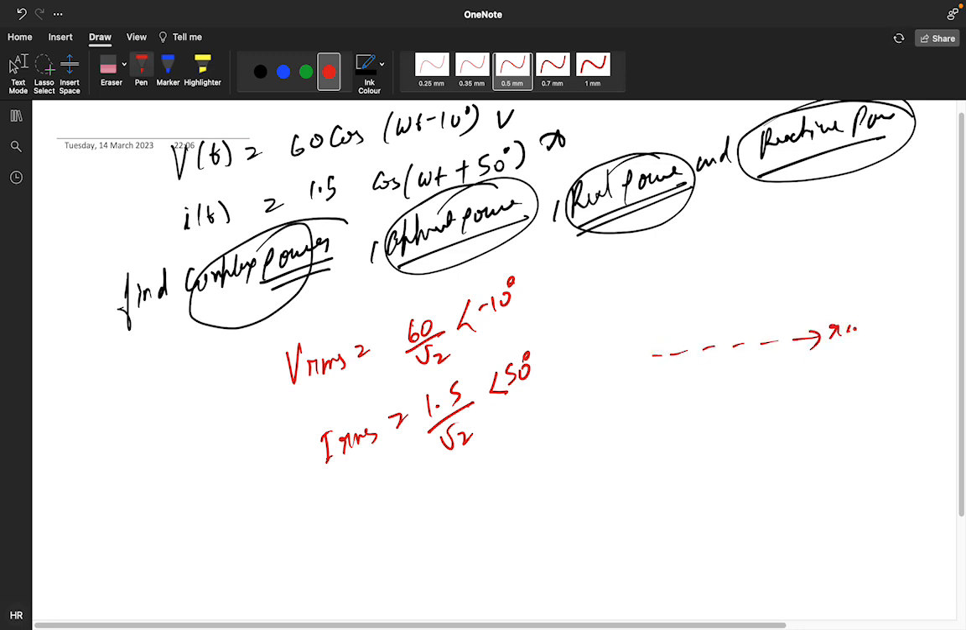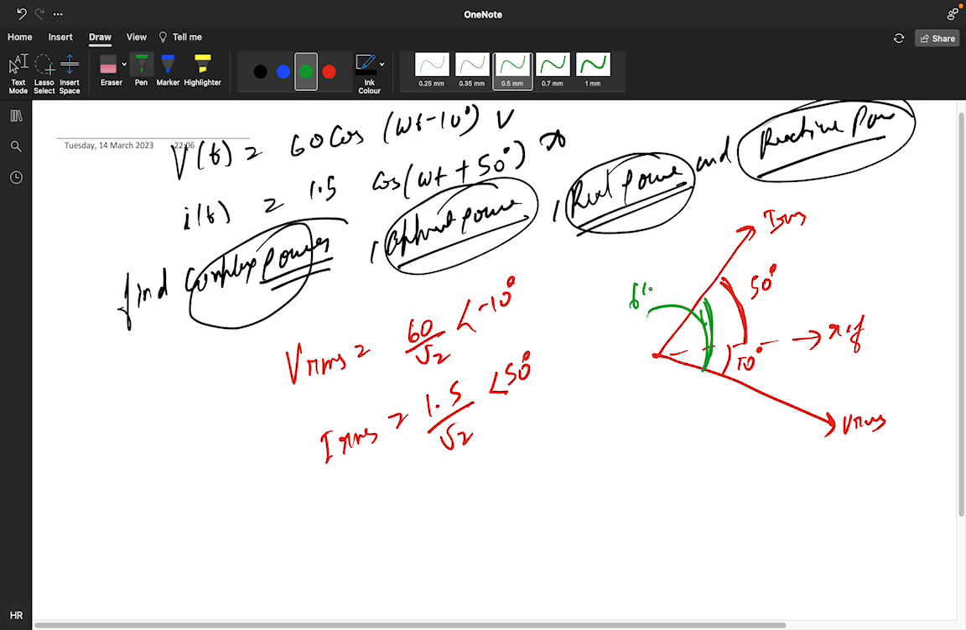So this is your reference. If you are drawing, VRMS is 10 degree down, and this is your reference. If you are drawing the IRMS, IRMS is 50 degree up, leading. What is the angle between this VRMS and IRMS? The overall angle is 60 degree. So IRMS is leading VRMS by 60 degree.